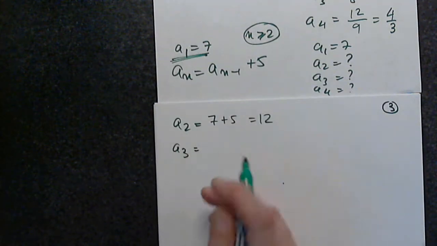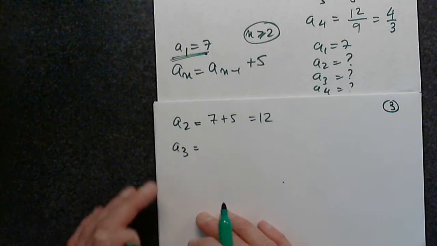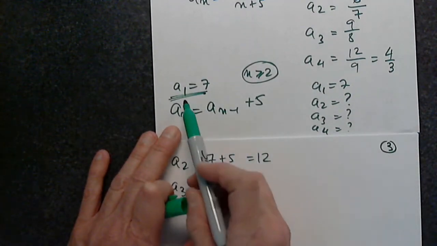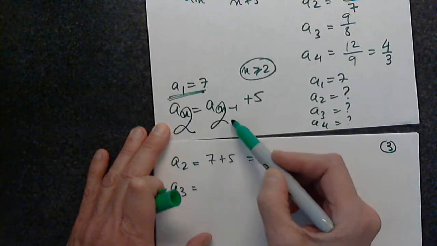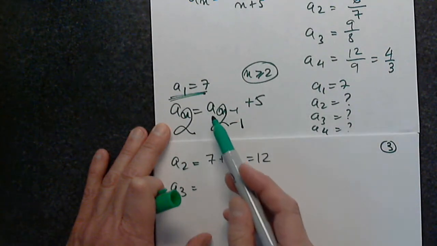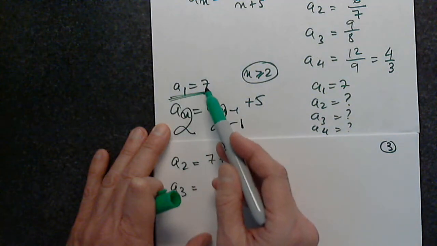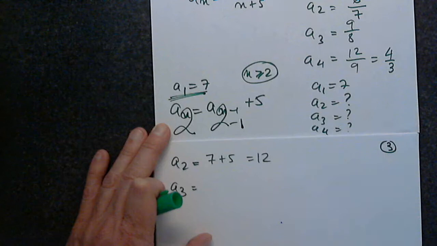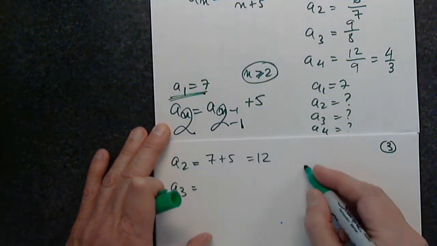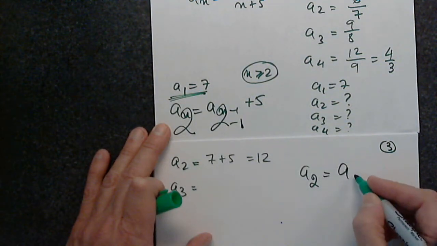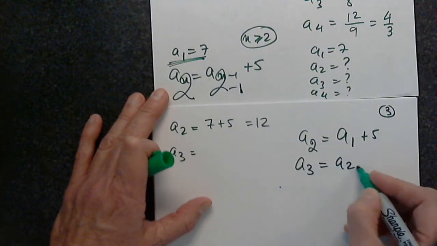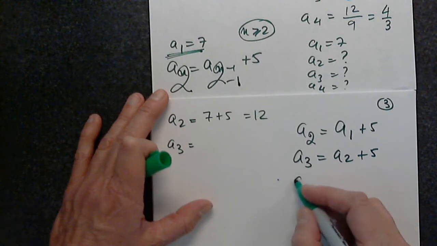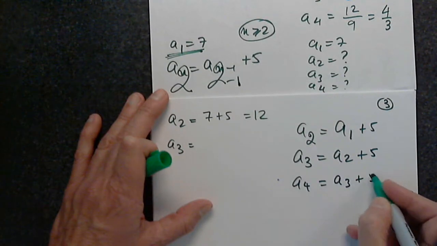What about A3? Why is that when we do 7 minus 1? So when this is 2, this is 2 minus 1, which means A1, and A1 is 7. Better? So when I need to determine A2, I have to have A1 plus 5. When I determine A3, I have A2 plus 5. When I determine A4, it is A3 plus 5. Is this better?